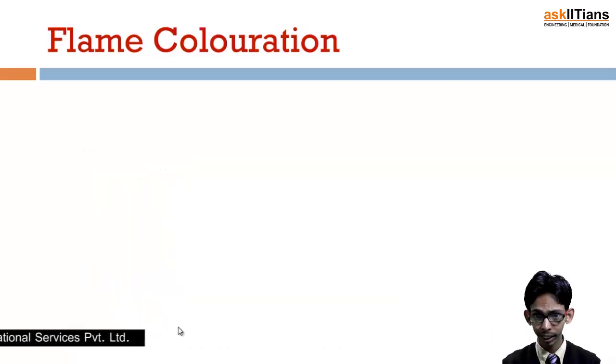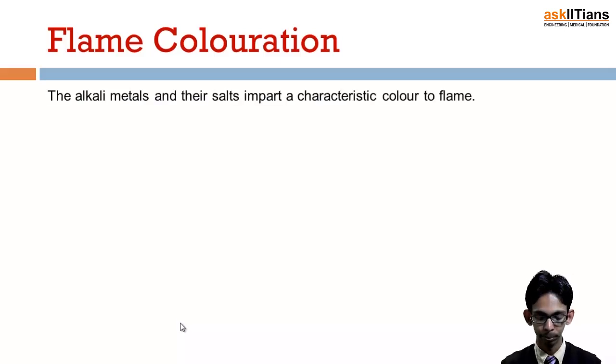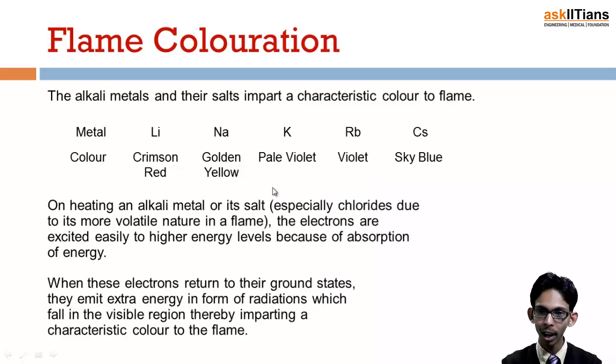Next is flame coloration. As we have just discussed, s-block elements and also alkali metals impart a specific characteristic color to the flame. And this is so that lithium gives crimson red color, sodium gives golden yellow color, potassium pale violet, rubidium violet, cesium sky blue color. And why?